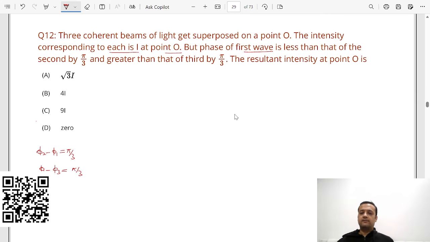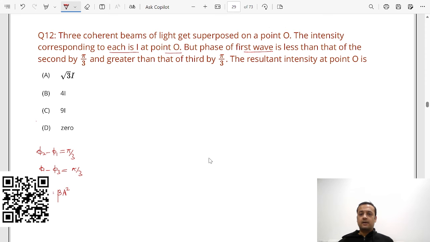Now, if you remember, there are two things here. The first thing is that intensity is proportional to the square of the amplitude. So let us say the intensity of each wave is I, and the amplitude of each wave is A. So intensity will be some constant beta times A square, where beta is the proportionality constant.